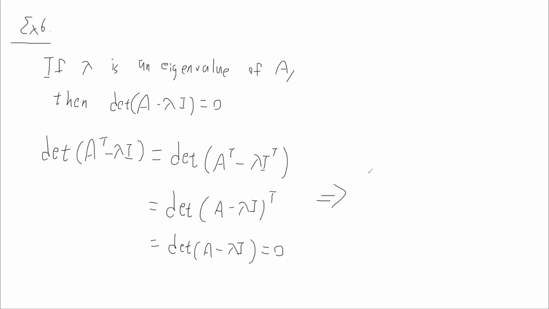Hence, we can say that lambda is an eigenvalue of the transpose of A. And then the reverse is the same. You can start with this and then go back to the transpose.